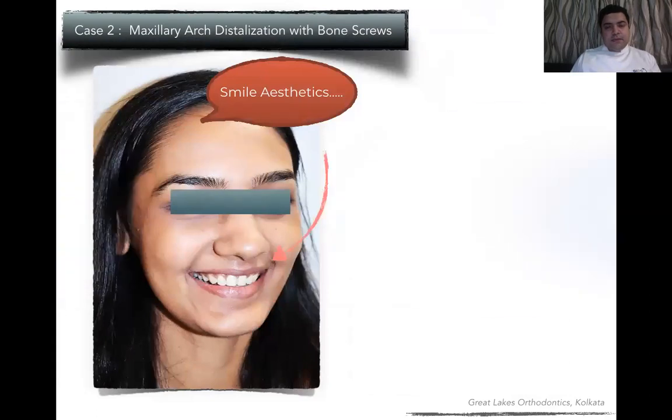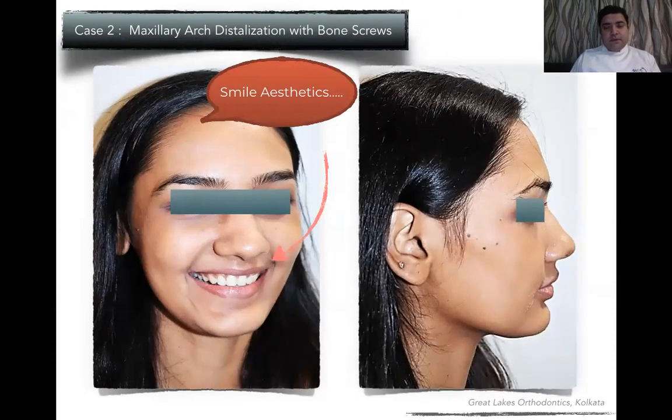If you look into the smile aesthetics, you also find that the gummy smile is not there and the decrowding has been taken care of. The profile view shows that it's still a mild class 2 or mild convex profile, but a good amount of dentoalveolar camouflage has been done.